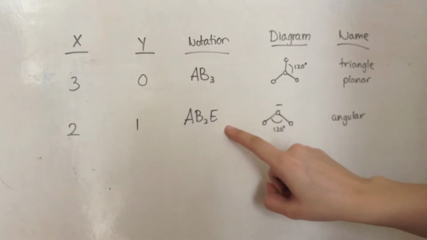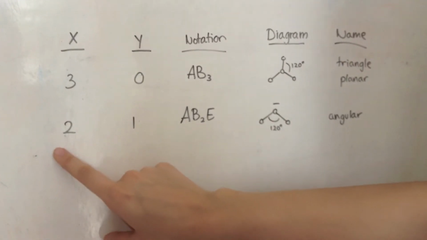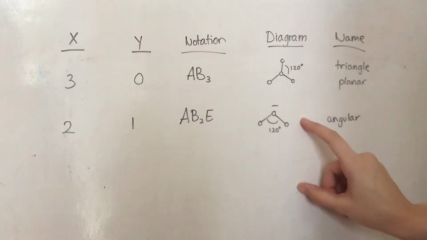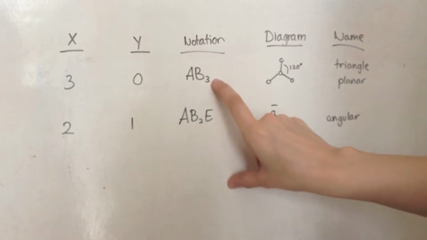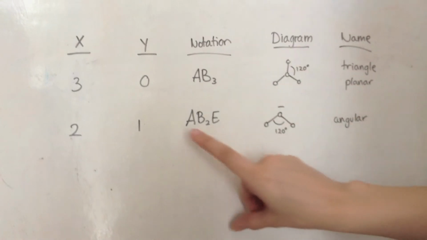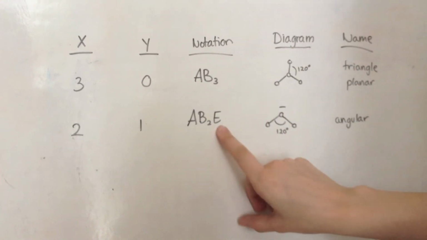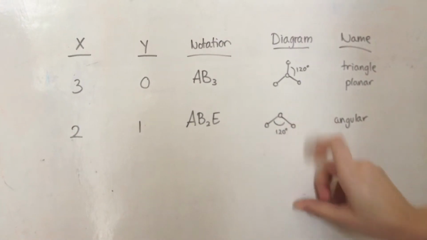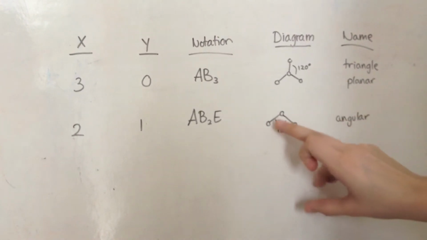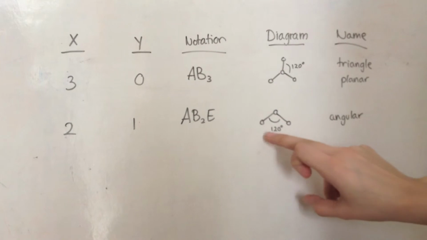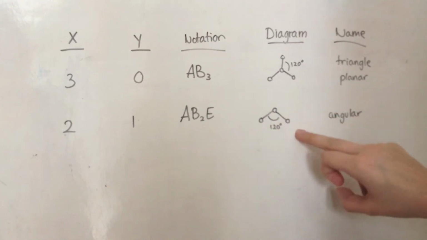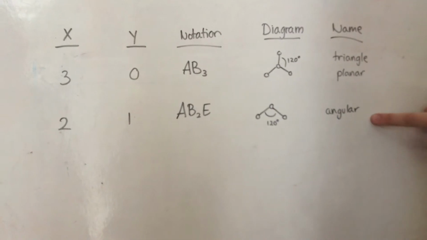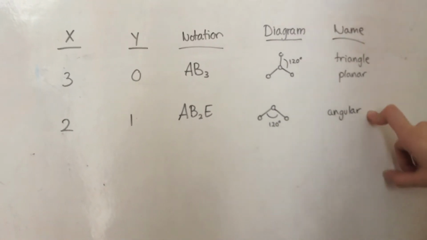So the second family is AB3, but it also comes in another form as AB2E. It falls under the same family as AB3 only because the sum of X and Y is still equal to 3. Now, the difference between these two is that AB3 has 3 bonding pairs, whereas AB2E has 2 bonding pairs and 1 lone pair. However, the lone pair is not drawn in the VSEPR diagram. The angles are still 120 degrees for both diagrams. But the name of AB3 is trigonal planar, and the name for AB2E is angular.